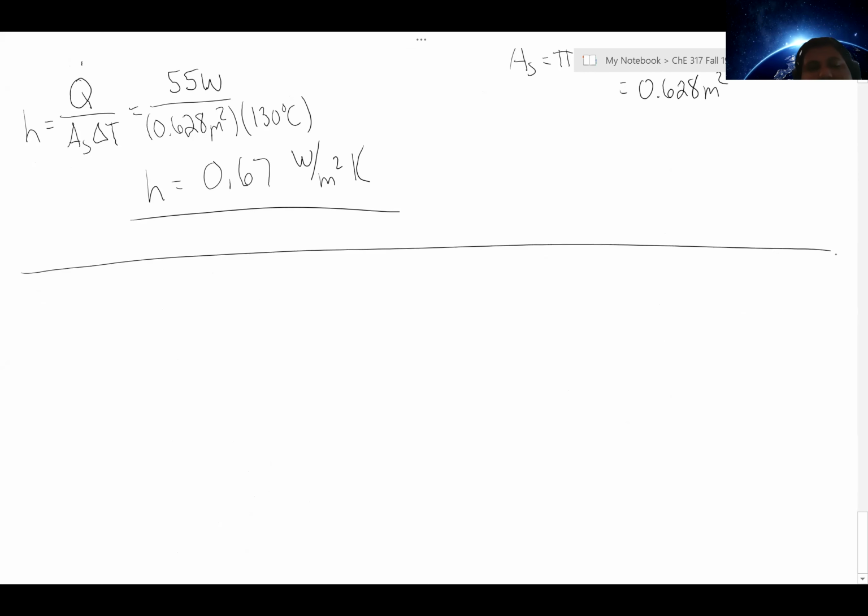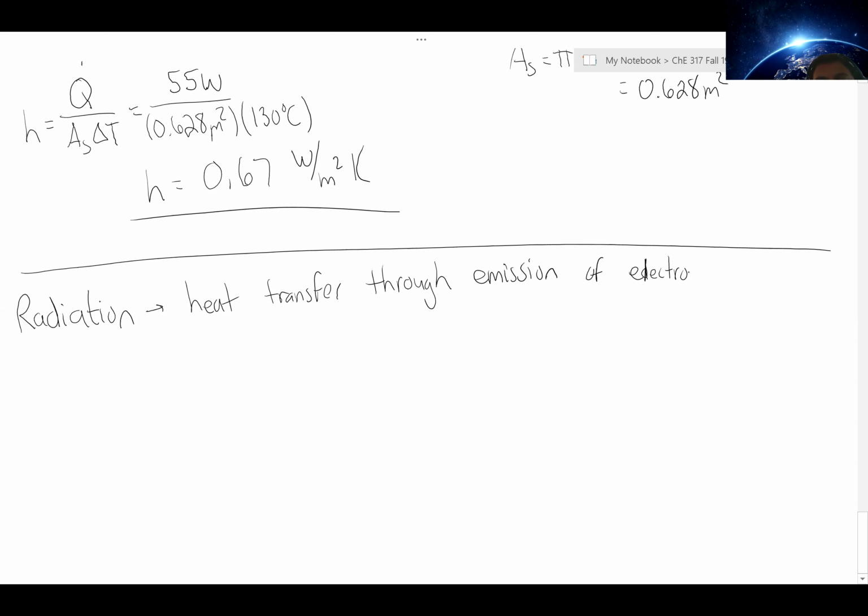With that in mind, let's take a brief look at radiative heat transfer, radiation. This is heat transfer through emission of electromagnetic waves. And when we consider heat transfer, we're mainly interested in thermal radiation.